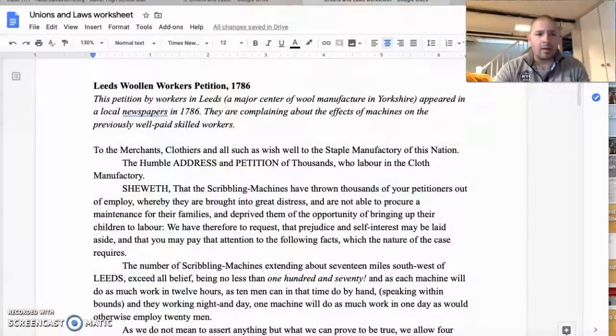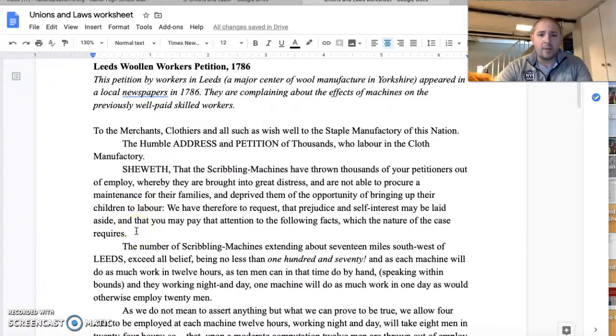Guys, for our next part of the assignment for today, we're going to be looking at how people respond to the big problems of the Industrial Revolution. So we're going to be looking at the Leeds Cloth Workers petition again. And this petition, I think, when we looked at it the last time, we viewed what people were viewing as the big problems of the Industrial Revolution.